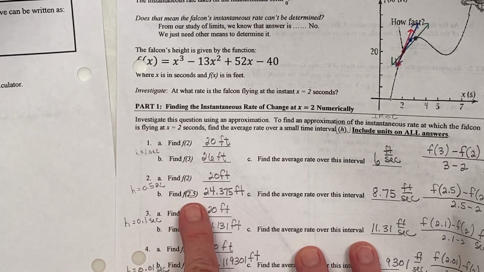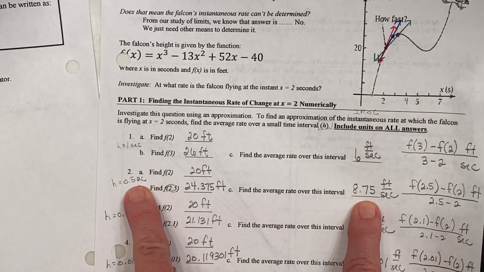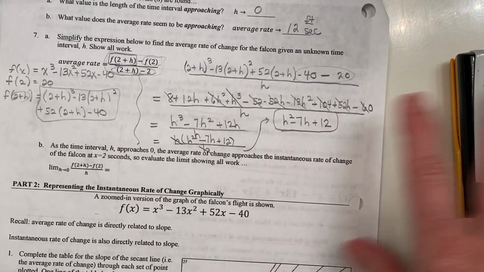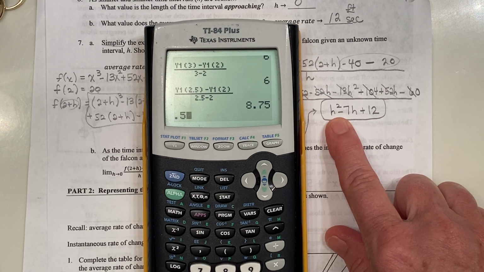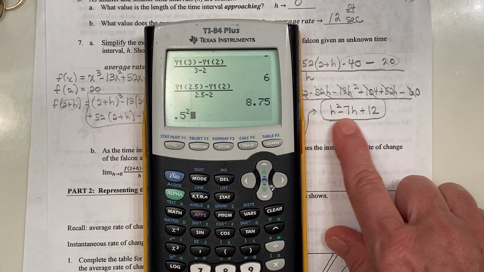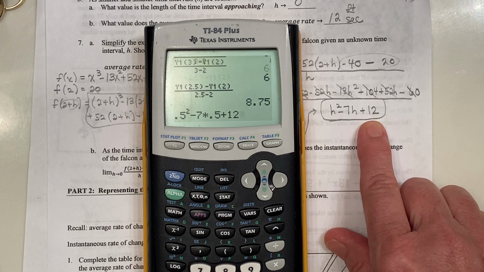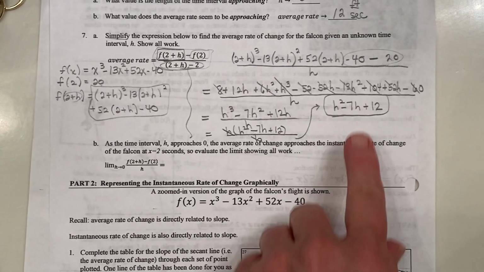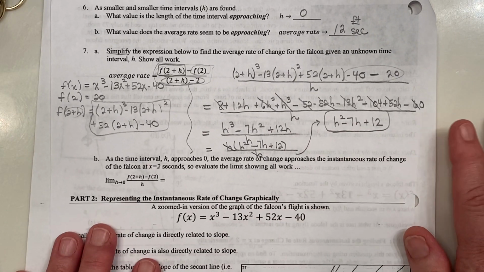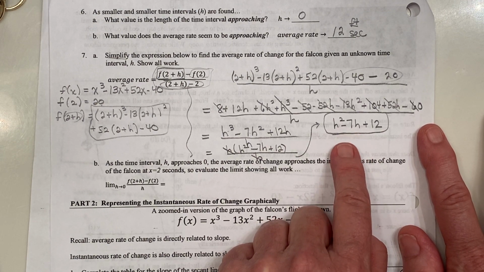All right, let's try the next h value. Remember, in our next problem, we got closer to our point at x equals 2, and we were only a half second off. So if h is 0.5, then we got a rate of change of 8.75. So let's come over here and verify that this is correct. I'm going to plug in 0.5 and square it, minus 7 times 0.5, plus 12. Yep, 8.75. So hopefully you believe that this answer right here will help you calculate the average rate of change if you know the h value, the time difference between the 2 points that you've chosen.